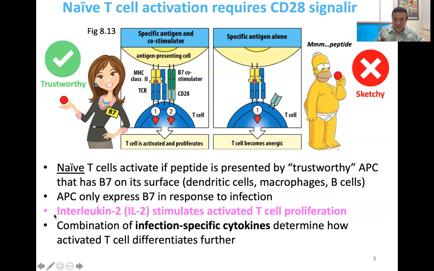So importantly, if the T cell does get the proper peptide signal presented to it, and it sees the B7 signal that lets it know that the cell that's presenting it to it is trustworthy and it should actually activate, we said last time that one of the most important cytokines involved in stimulating a T cell to activate is interleukin 2, right? So interleukin 2 will stimulate T cell proliferation and activation.